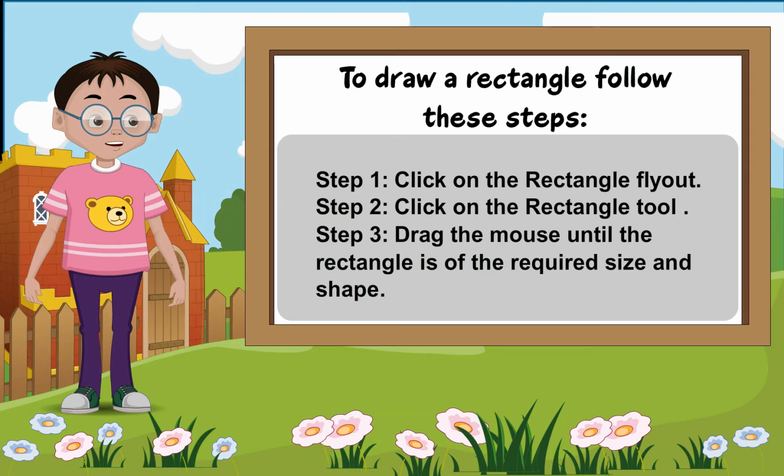Click on the rectangle flyout. Step 2. Click on the rectangle tool. Step 3. Drag the mouse until the rectangle is of the required size and shape.